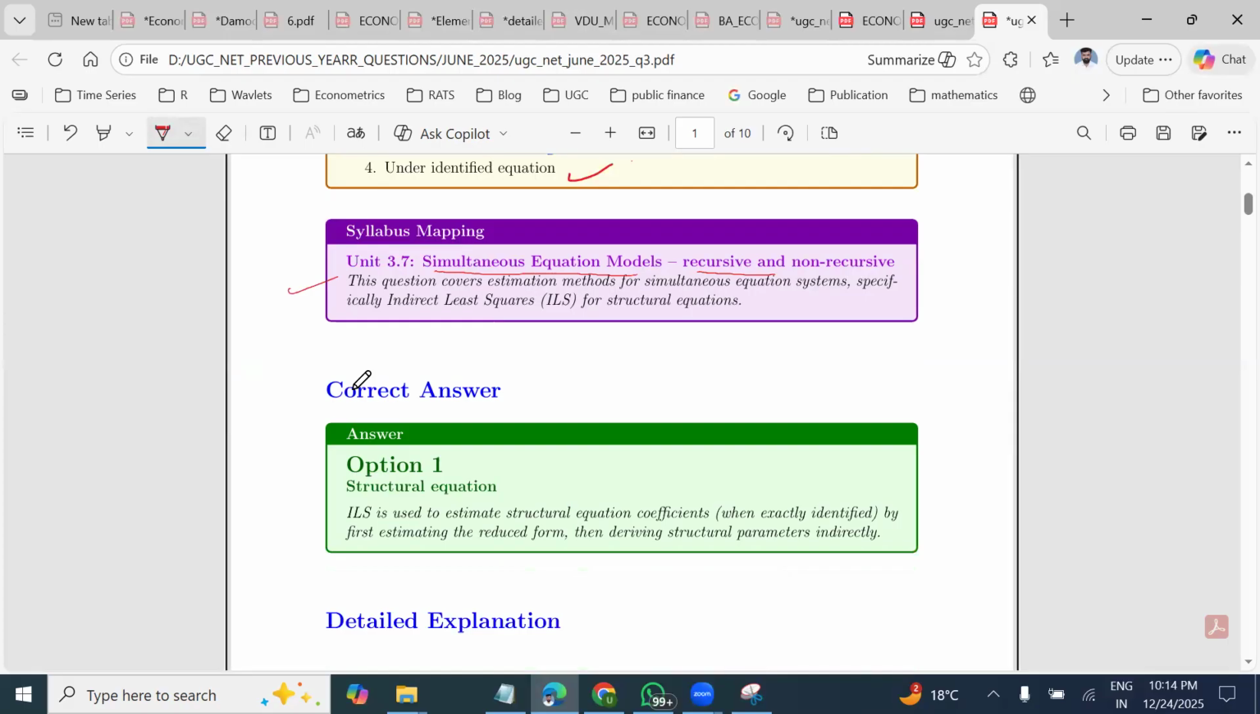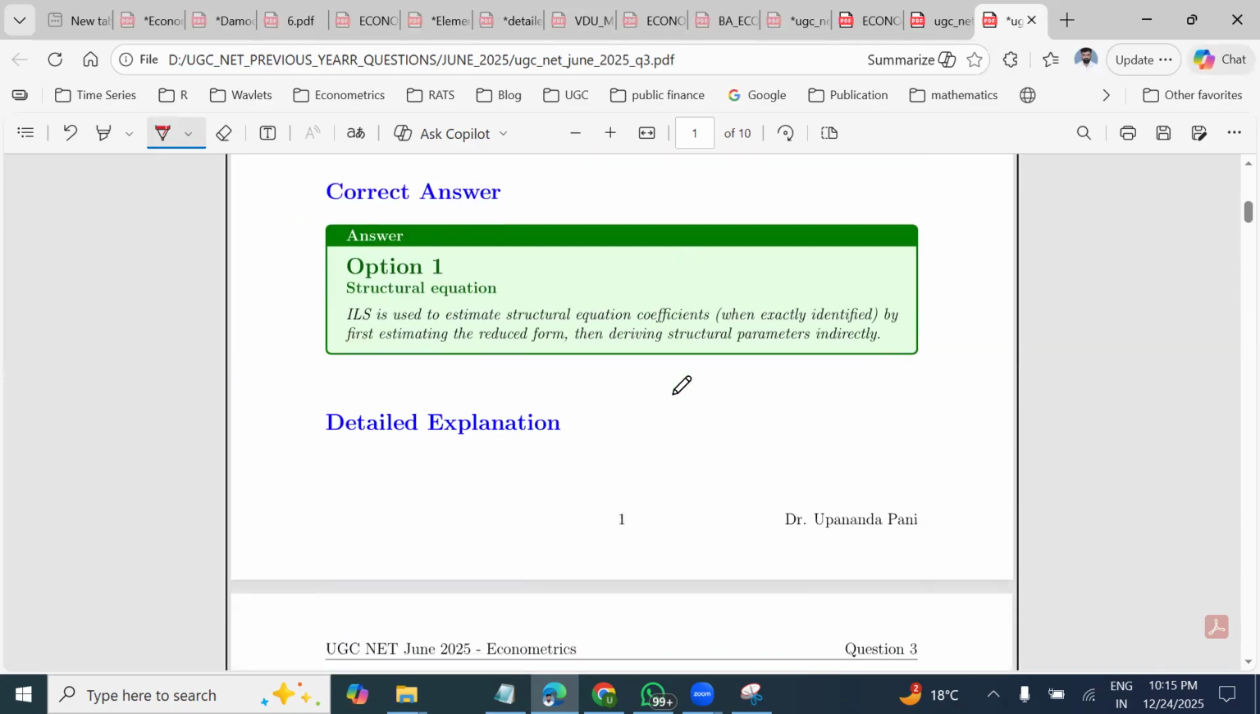So basically this question is covering estimation method for simultaneous equation system, specifically indirect least square for structural equation. So what is the answer? Option 1, which is structural equation. Okay, option 1 is structural equation. That is good.